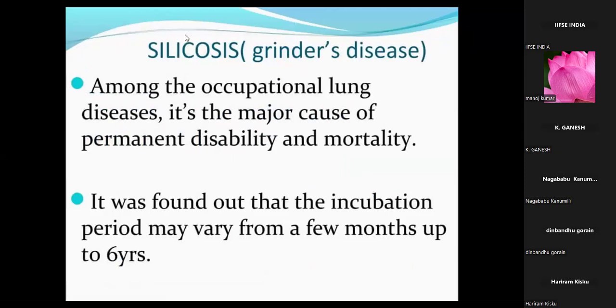Now, silicosis is grinder's disease. Most of us are well versed with the angle grinder that is used for grinding different types of jobs in the industry. Among the occupational lung diseases, this is the major cause of permanent disability and mortality. That is why the safety person keeps on insisting on the grinders, but they don't listen. And this silicosis, or grinder's disease, can either permanently disable him or it can also cause death.